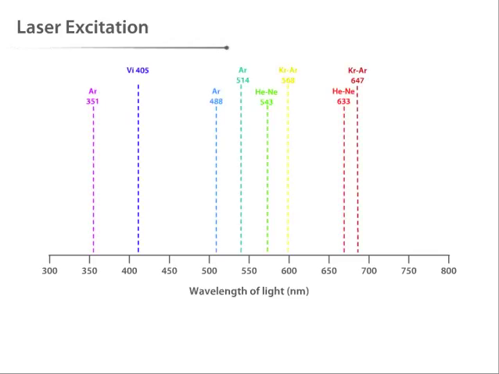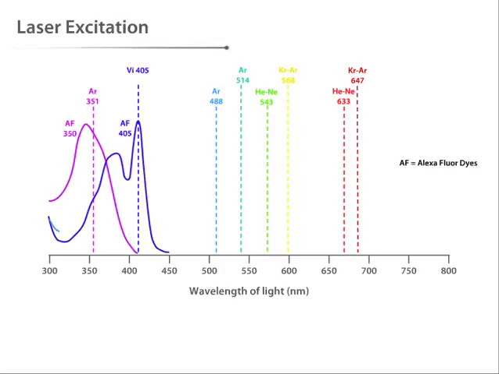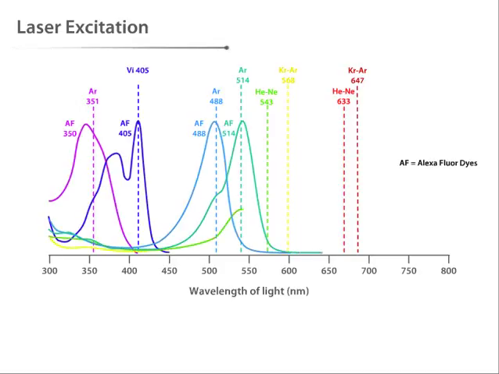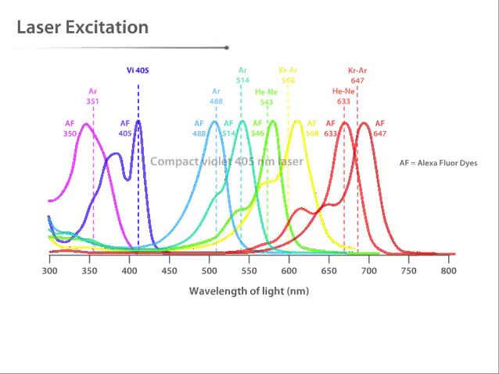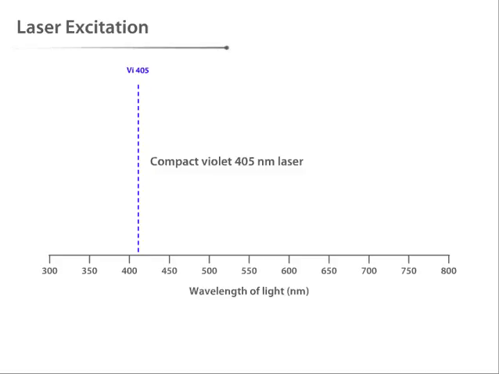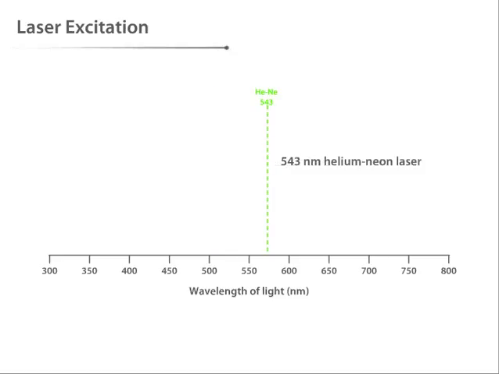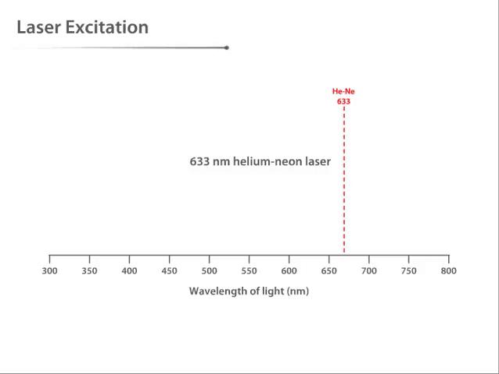The high intensities and selective wavelengths of lasers make them convenient excitation sources for many dyes. The best performance is achieved when the dye's peak excitation wavelength is close to the wavelength of the laser. Compact violet 405 nanometer lasers are replacing expensive UV lasers for most biological work. The most commonly used lasers are the 488 nanometer blue-green argon laser, 543 nanometer helium neon green laser, and 633 nanometer helium neon red laser.